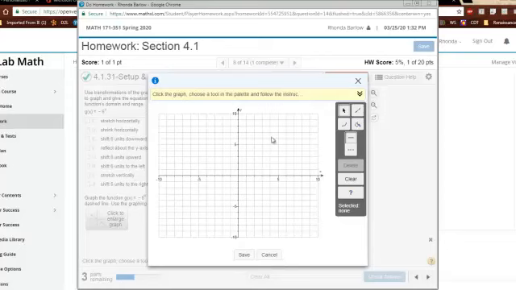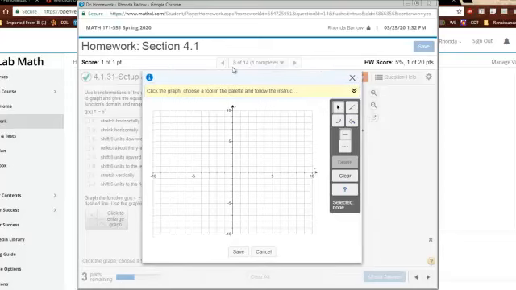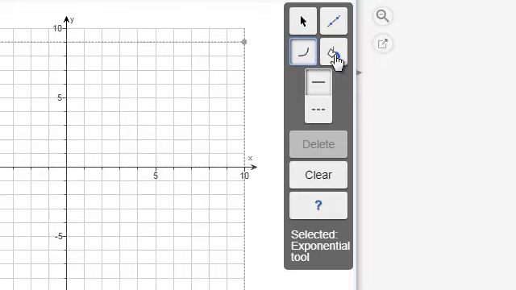Now, there are a couple of ways that you can do this. You can graph the function first, or you can go ahead and do the asymptote first. It doesn't make any difference. I am graphing an exponential function, so the first thing I'm going to do is come over here and grab the exponential tool.